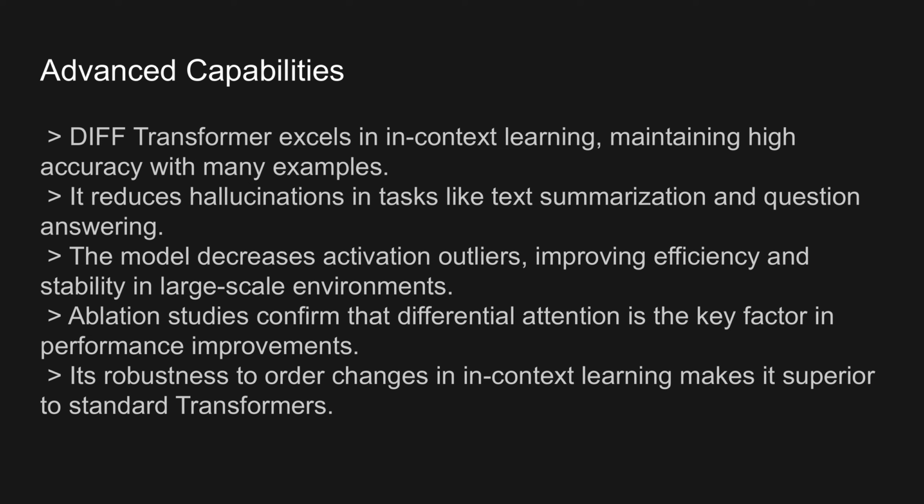Now, onto the analysis of activation outliers. These are large spikes in the model's activations that can cause issues with training and inference, especially when it comes to quantization. Diff Transformer reduces the occurrence of these outliers, which could make it more efficient and stable when scaled to larger models or when applied in environments where lower precision computation is necessary. That sounds like a really useful improvement, especially for making the model more scalable and efficient. What about the ablation studies?